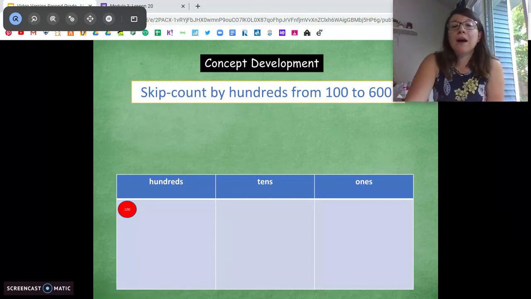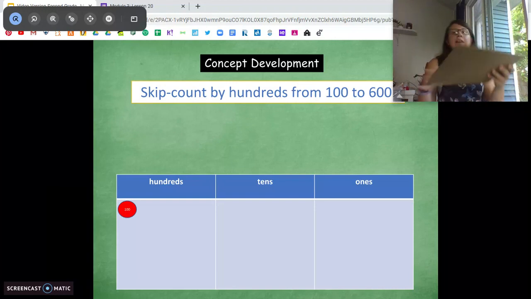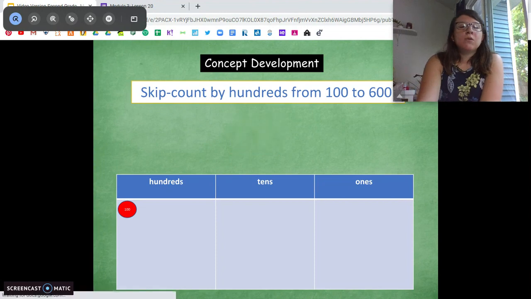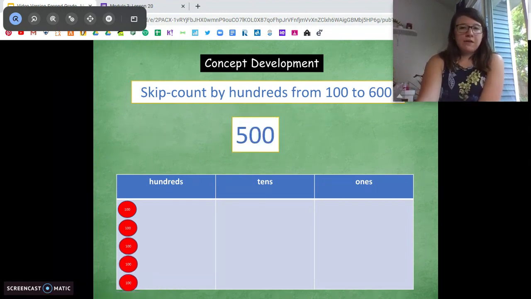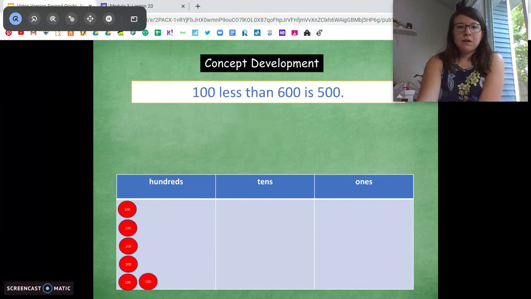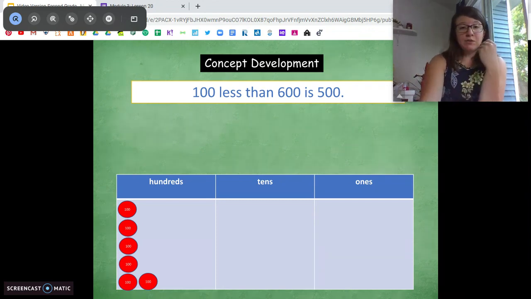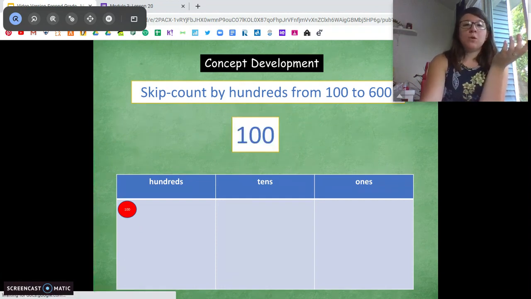All right, now we're going to skip count by hundreds from 100 to 600. So now you're adding place value into your 100 spot. So we're at 100. Here we go. 100, 200, 300, 400, 500, 600. Awesome. Okay. Now, 100 less than 600. I'm going to take a hundreds piece away, is 500, right? Just like that. Good. 400, 300, 200, 100.